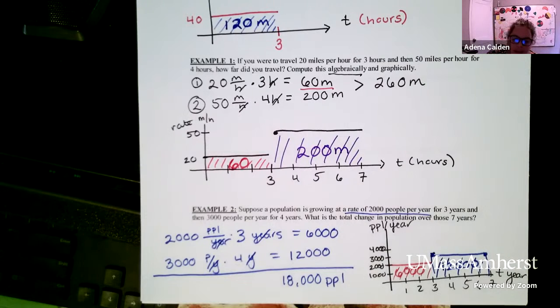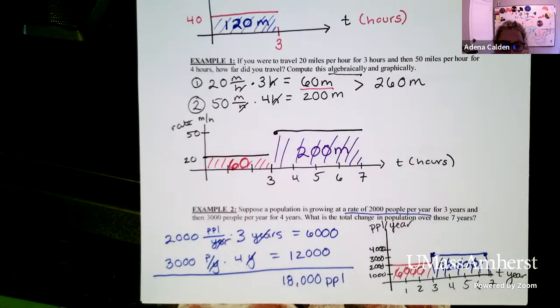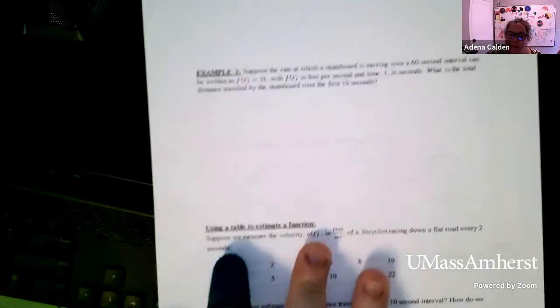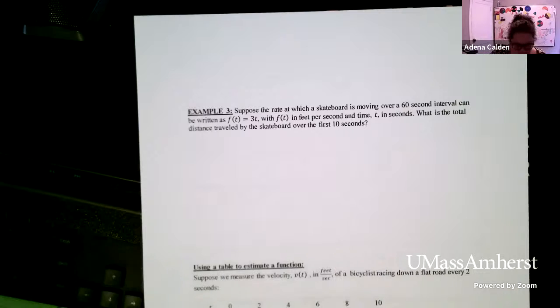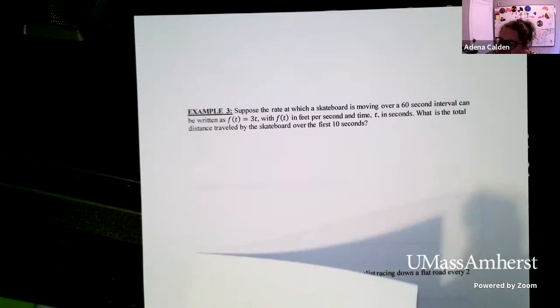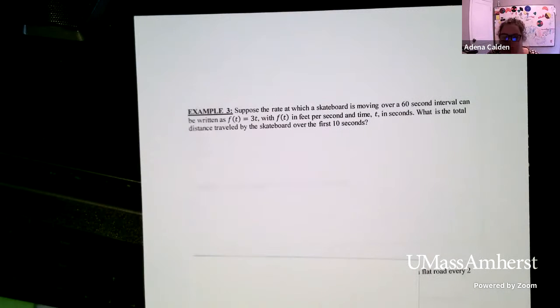So our next step is to ask, okay, well, what if it's not constant, right? Instead of 2,000 people per year, what if it's a function, or what if it's a curve or something like that? So the next example we're going to look at looks like this, where we have the rate at which a skateboard is moving over a 60-second interval can be written by the function f of t equals 3t, with f of t in feet per second and time t in seconds. What is the total distance traveled by the skateboard over the first 10 seconds?